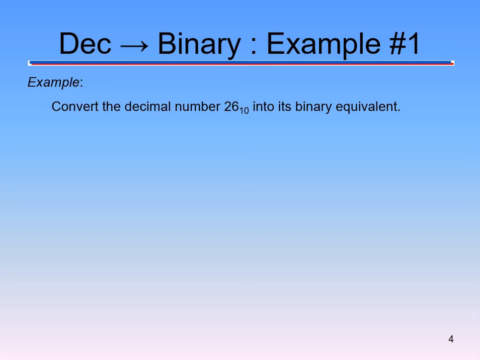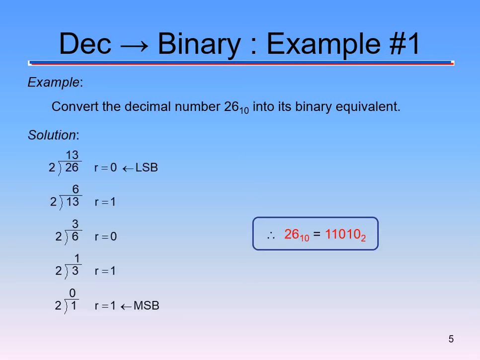Then we're going to take 13 and divide it by 2, which is 6, with a remainder of 1. So we write down r equals 1. Alright, so on and so forth. 6 divided by 2 is 3 with a remainder of 0. 3 divided by 2 is 1 with a remainder of 1. 1 divided by 2 is 0.